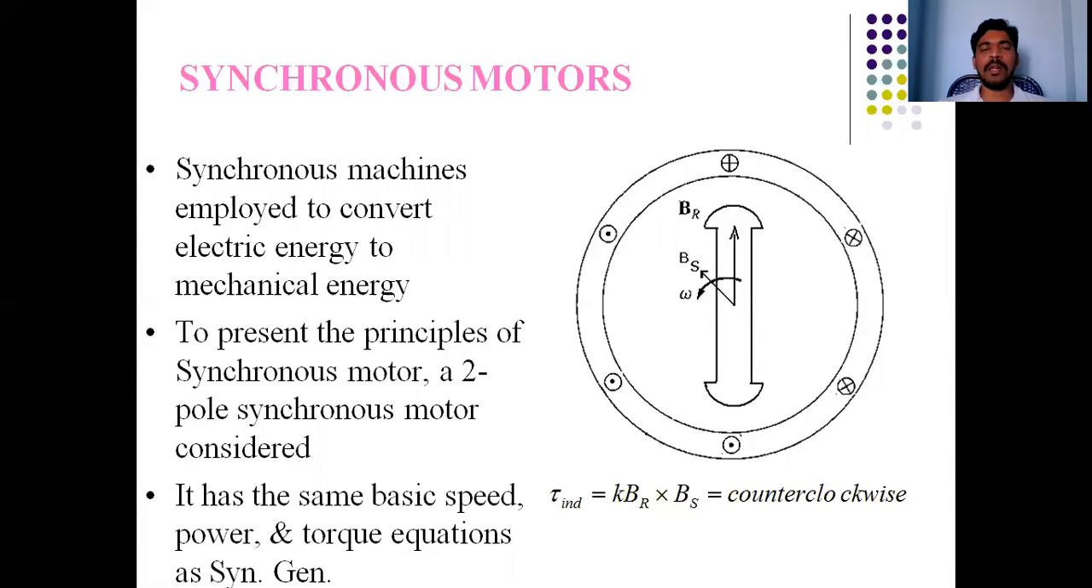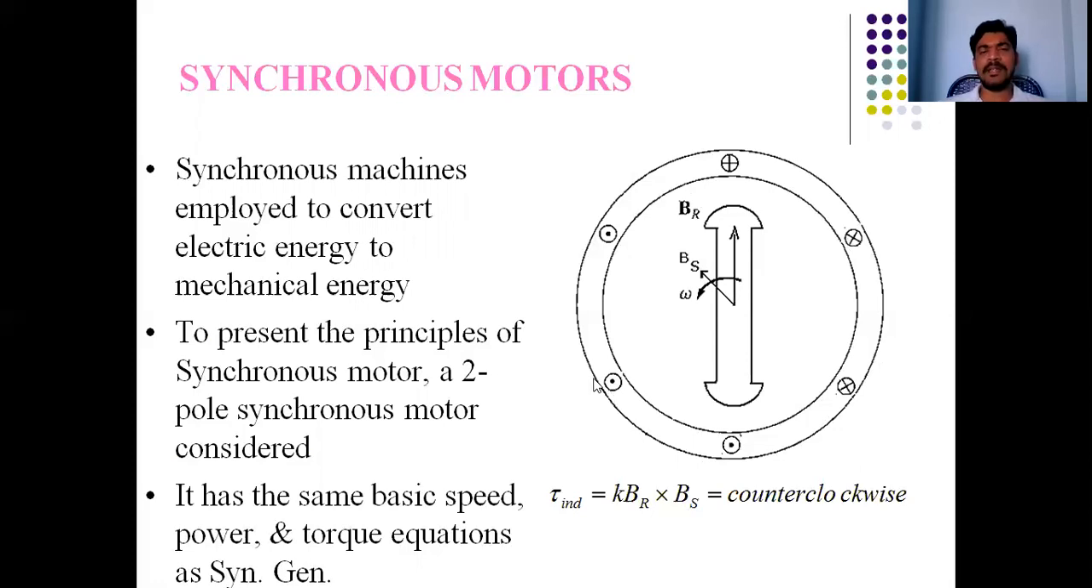Here I am taking only a two-pole rotor, with one north pole and one south pole. And here I am giving 120 degrees phase displacement: from here to here R phase, here to here Y phase, and here to here B phase, the RYB phases. These are 120 degrees electrically separated.